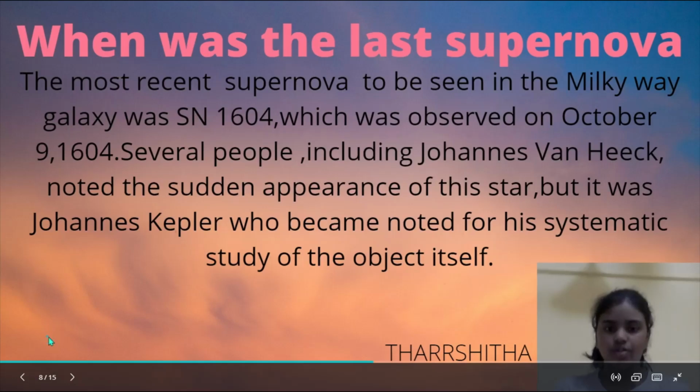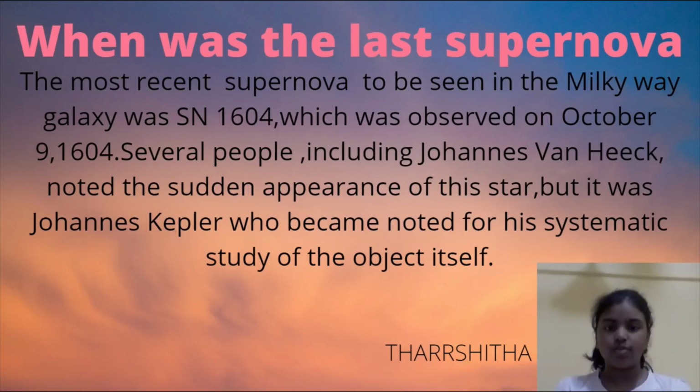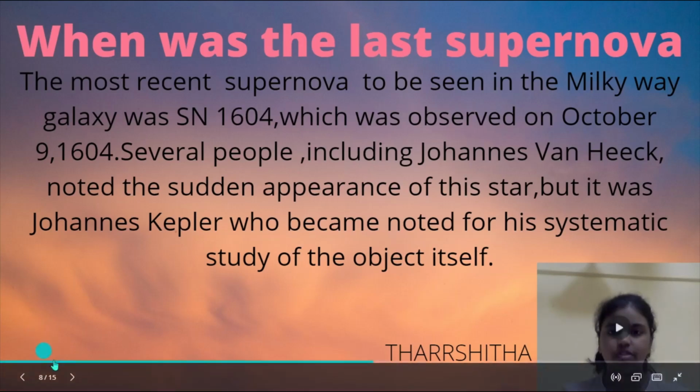When was the last supernova? The most recent supernova to be seen in the Milky Way galaxy was SN 1604, which was observed in October 1604. Several people, including Johannes van Eyck, noted the sudden appearance of the star. But it was Johannes Kepler who became noted for his systematic study of the object itself.